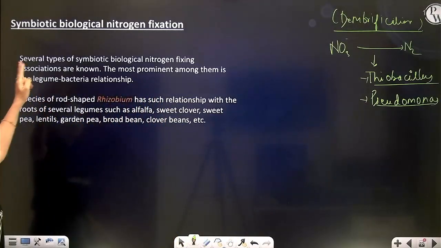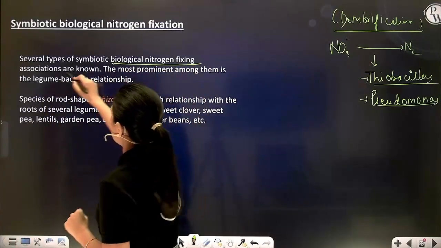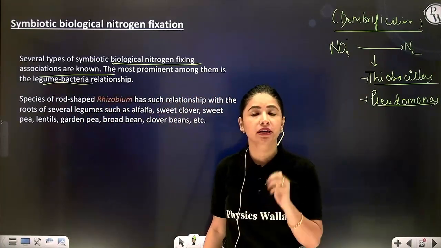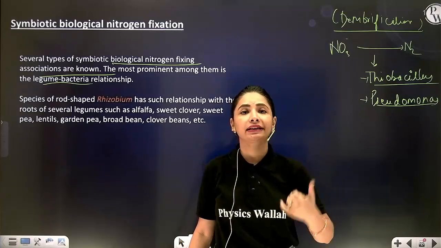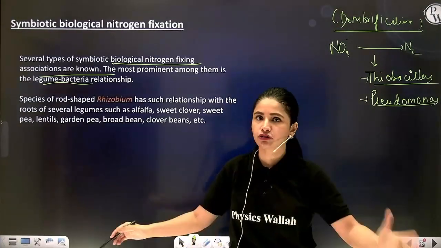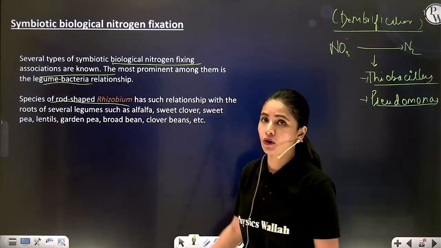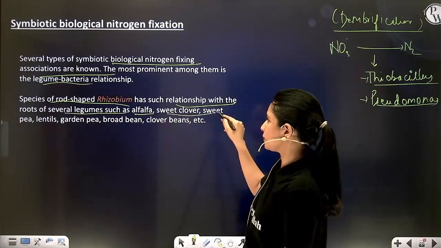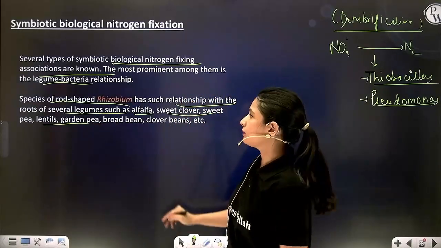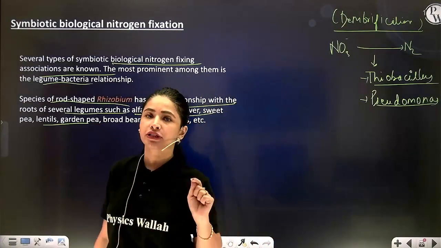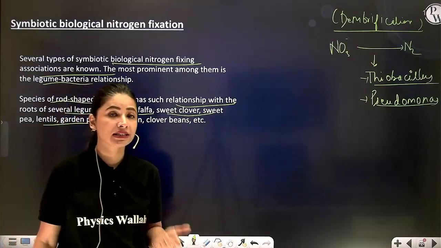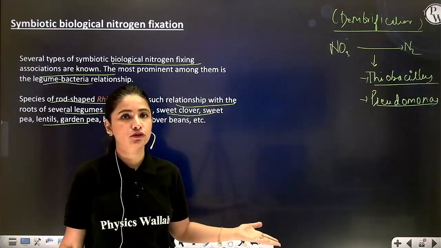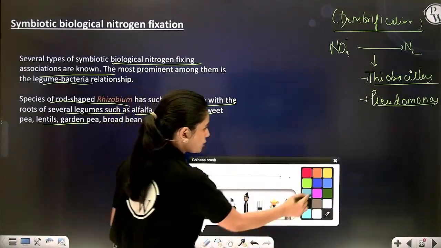First, let's read it. Some types of symbiotic biological nitrogen fixing associations are known. For example, the most common is the legume bacteria relationship, that is Rhizobium with the roots of higher plants like lentils, pea, clover, etc. Species of rod-shaped bacteria, Rhizobium, have such a relationship with the roots of several legumes such as alfalfa, sweet clover, sweet pea, lentils, etc. And one more example I have told you is Frankia, which gets associated with the roots of non-leguminous plants like Alnus and Casuarina. So here I am going to show you the steps of symbiotic nitrogen fixation one by one. Please stay focused.